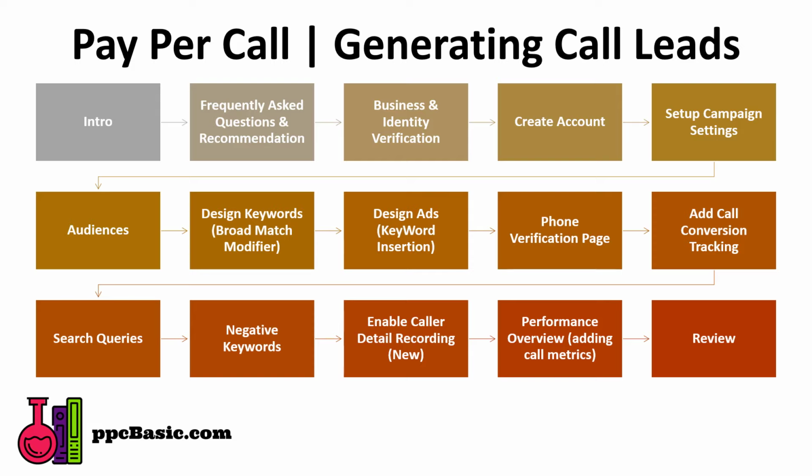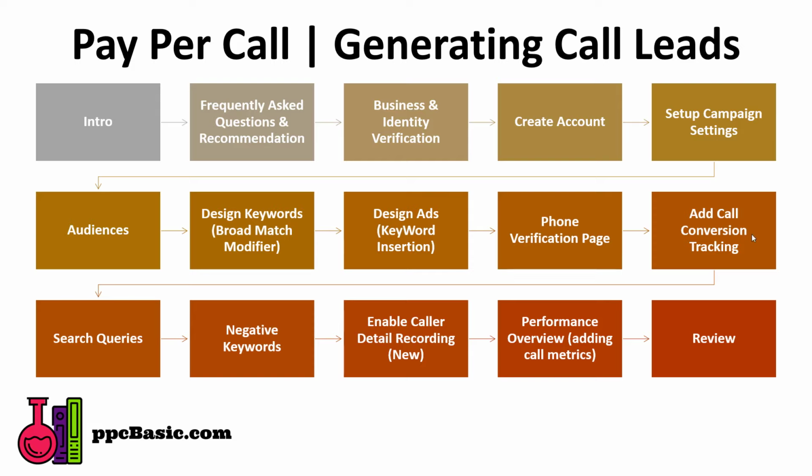We created an account, set up our campaign settings and audiences, which are algorithmically created by Google Ads to help you be more targeted with your advertising. Then we designed our keywords, so always make sure to use broad match modifier. Then we designed our ads, and in this case, the majority of the time I use keyword insertion. That ensures that the keyword the person is looking for ends up in your ad copy as well. We have a very simple phone verification page. All you really need is a phone number on the page to verify that the website is yours.